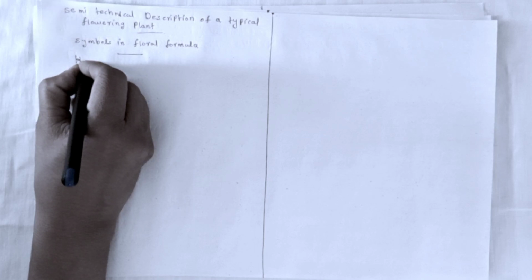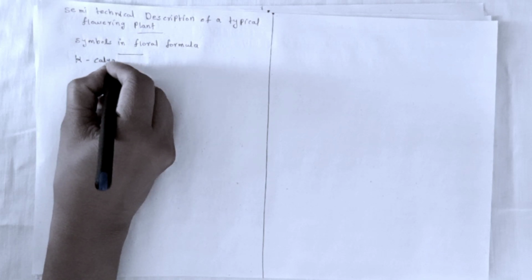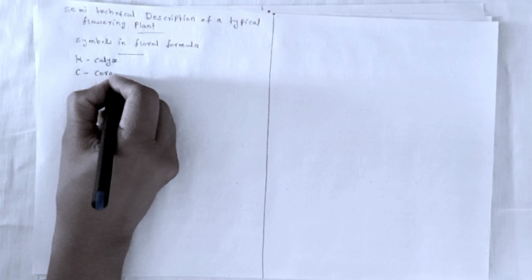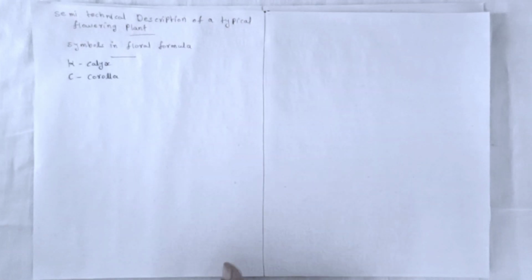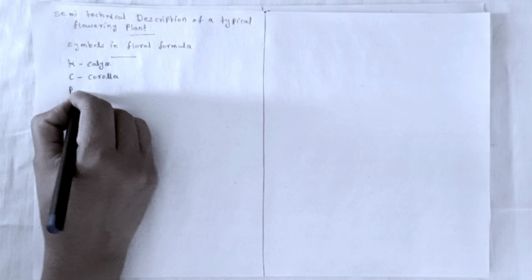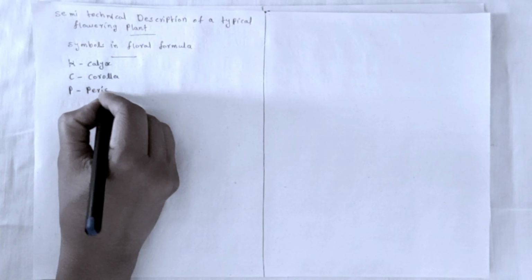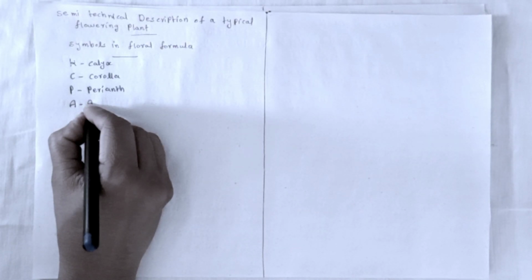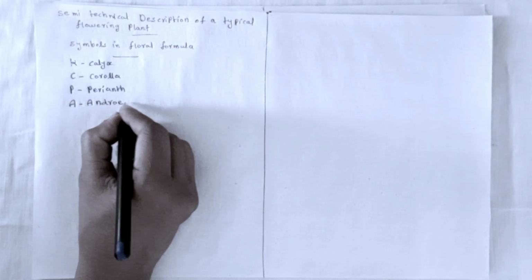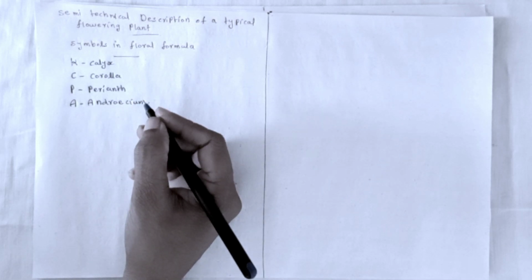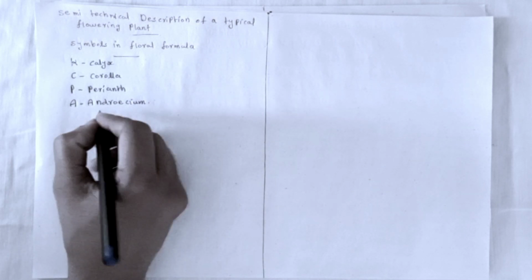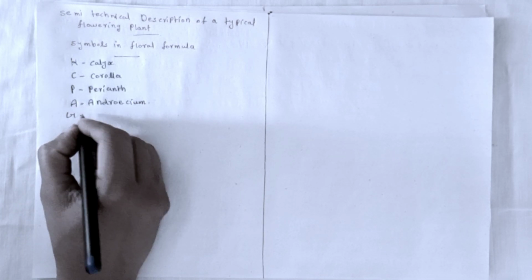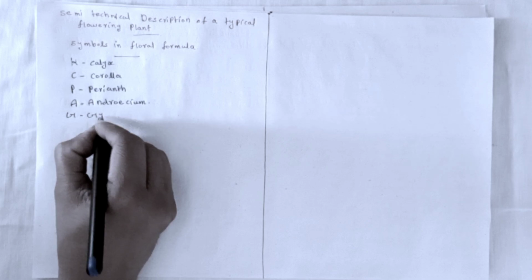K for calyx, the outermost whorl with the sepals. C for corolla, the total number of petals of a flower. P denotes perianth, usually seen in monocots. A represents androecium, the whole male reproductive part, and G, gynoecium, the whole female reproductive part.